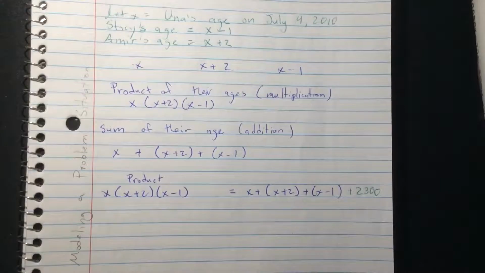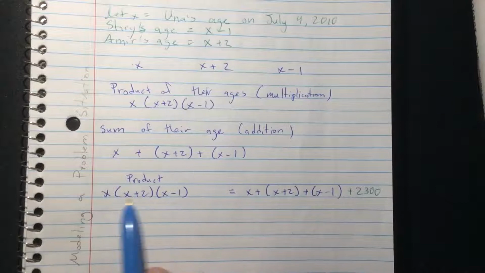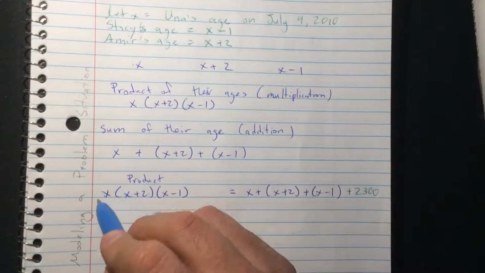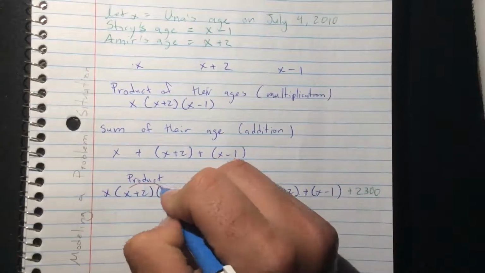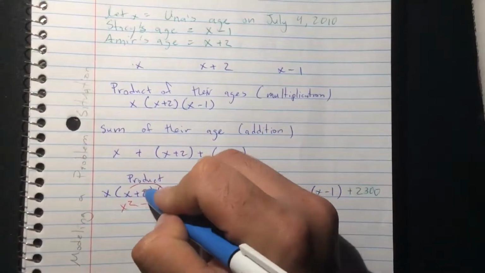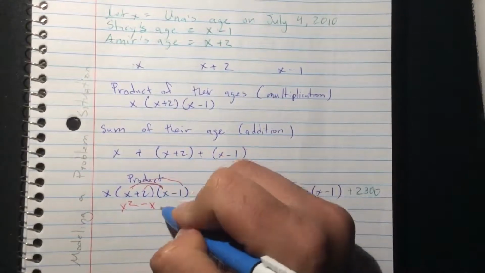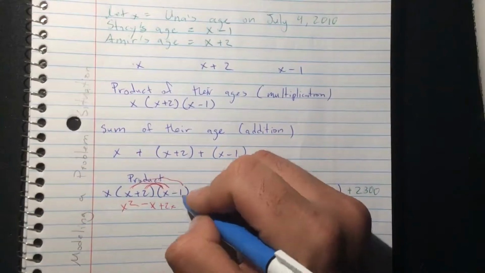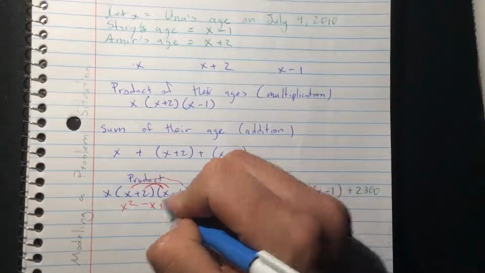Okay, so now we're going to go ahead and do our distribution here, and we're going to solve this side and this side. So we're going to do this one first before we get rid of this. We're going to do x times x gives x squared. X times negative 1 is negative x. 2 times x is positive 2x. And 2 times negative 1 is negative 2.